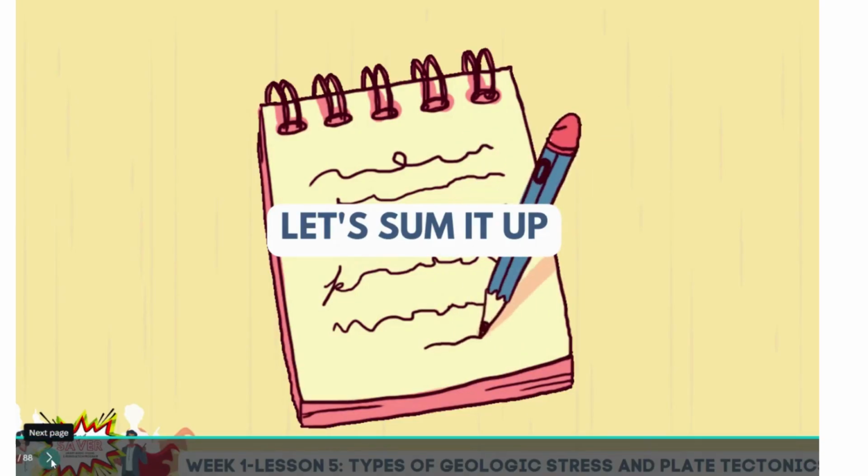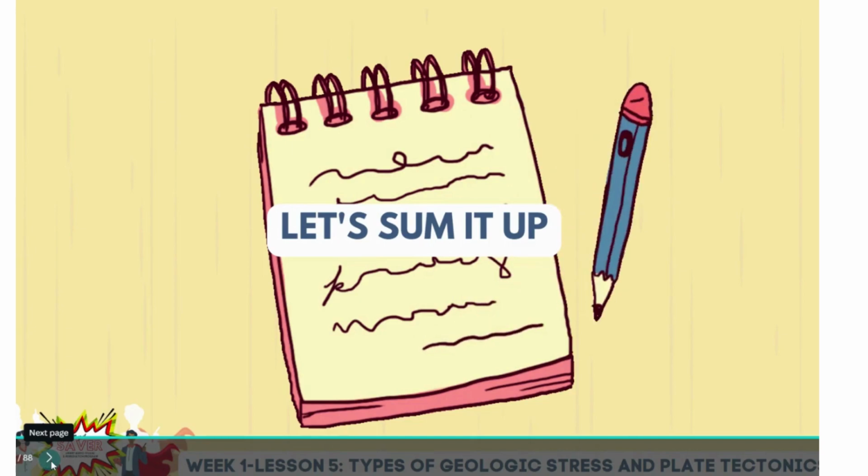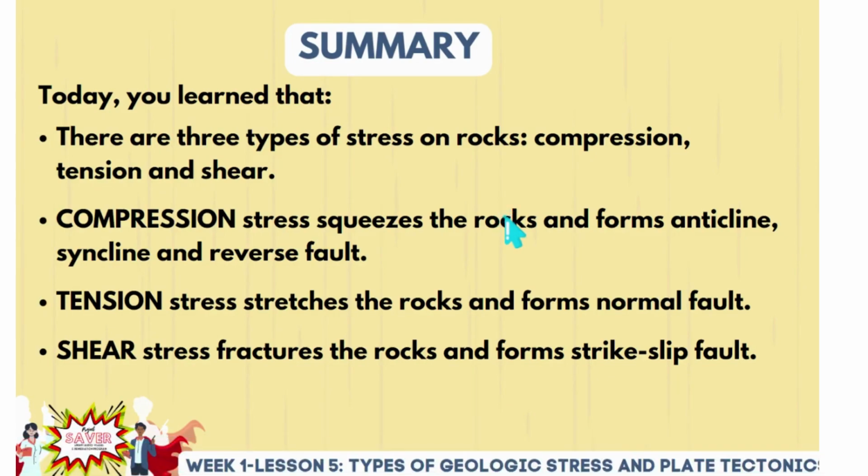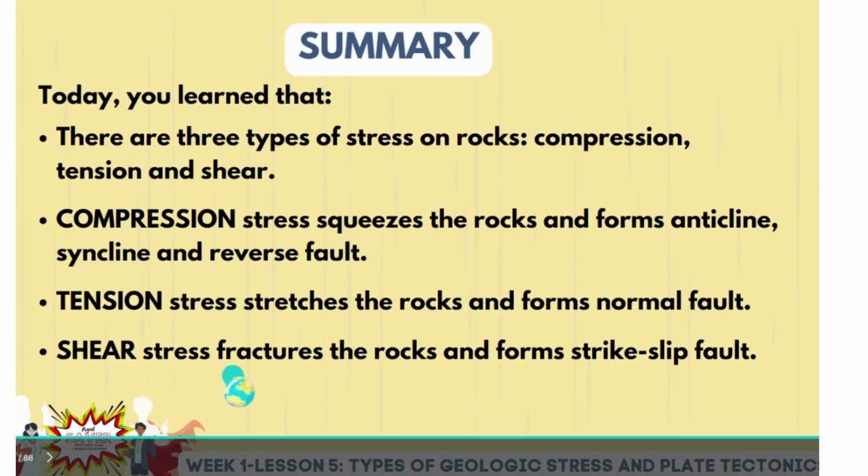Let's now go to the summary of our lesson. Today you learned that there are 3 types of stress on rocks. We have compression, tension, and shear. Compression stress squeezes the rocks and forms anticline, syncline, or folds, and reverse fault. Tension stress stretches the rocks and forms normal fault. Shear stress fractures the rocks and forms strike-slip fault.